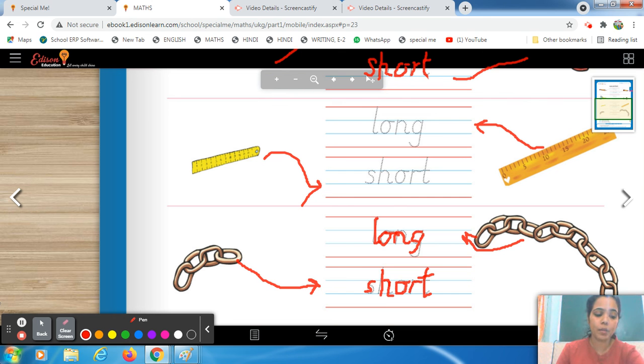Those objects which are in standing position, ठीक है, we use the term tall for it. और जो objects which are in lying position, ठीक है, okay, wait for a while, which are in lying position, for that we use the term long.